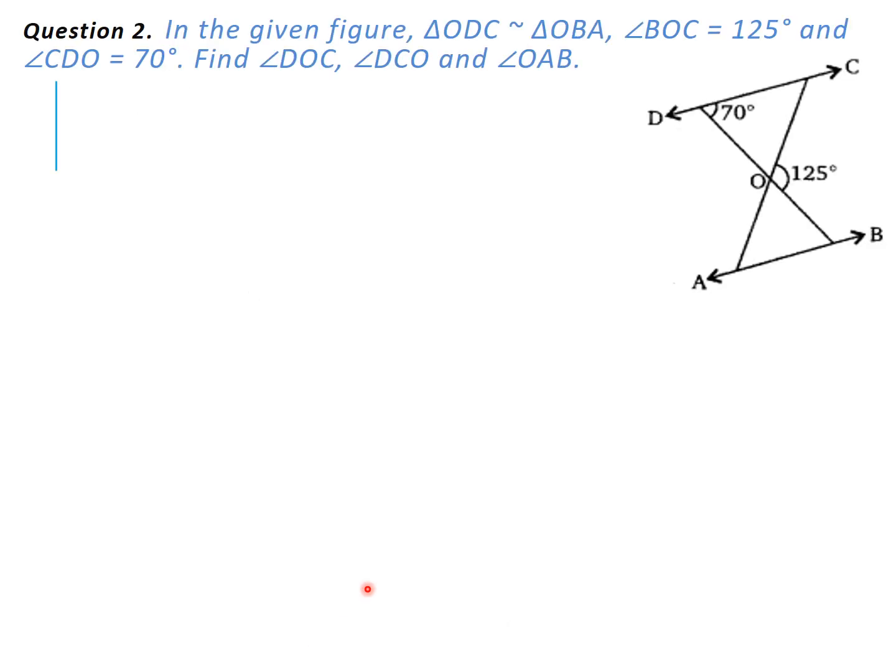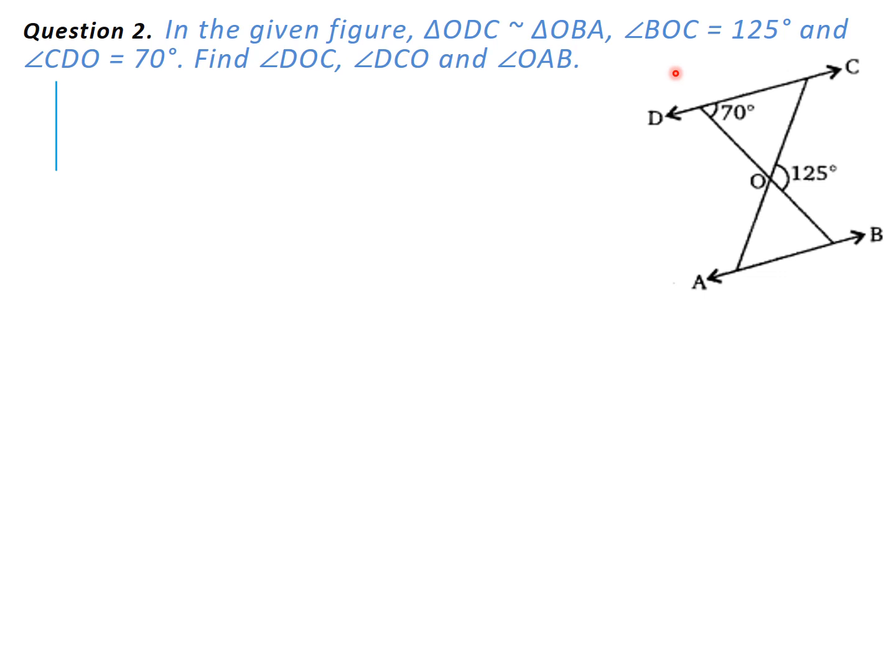Question number 2. In the given figure, ODC is similar to OBA. When it is given that a particular triangle is similar to another triangle, then we can get a lot of information by this simple statement or condition. When two triangles are similar, then obviously all of their corresponding angles are also equal and all their corresponding sides are in equal ratio.